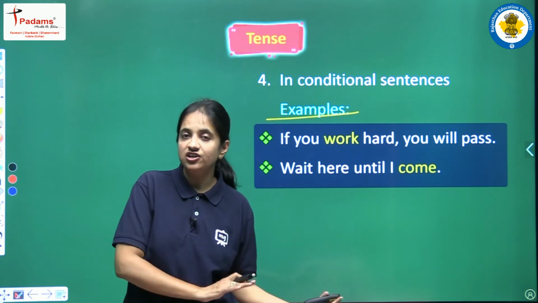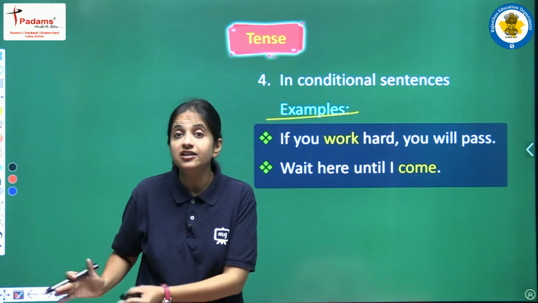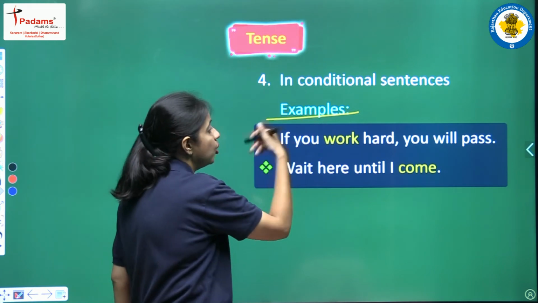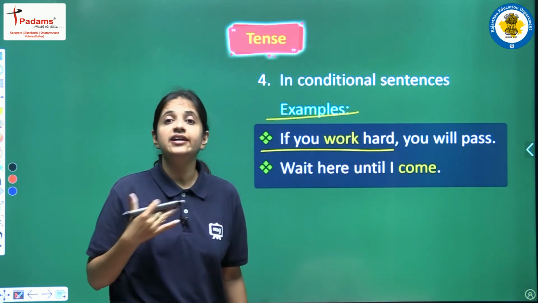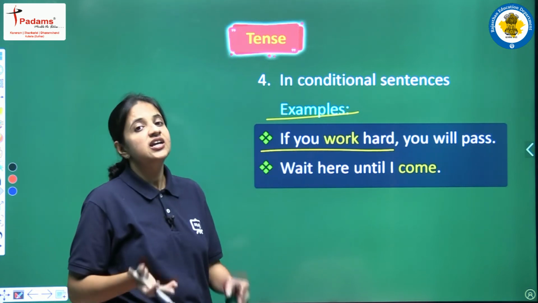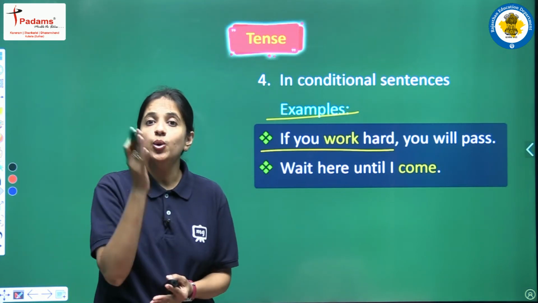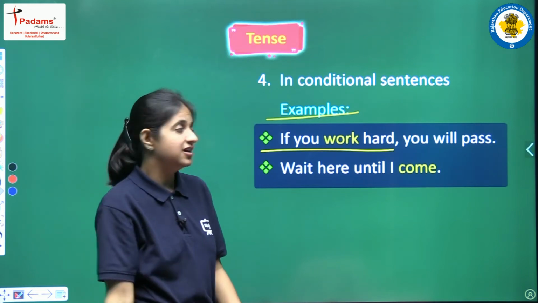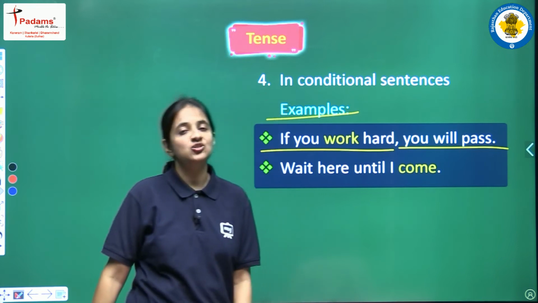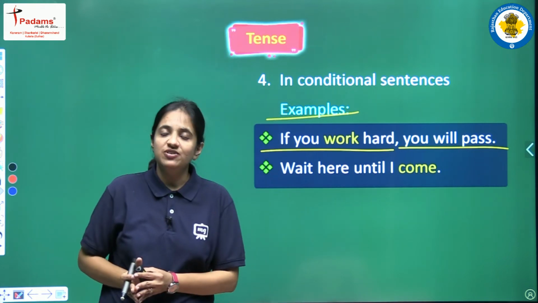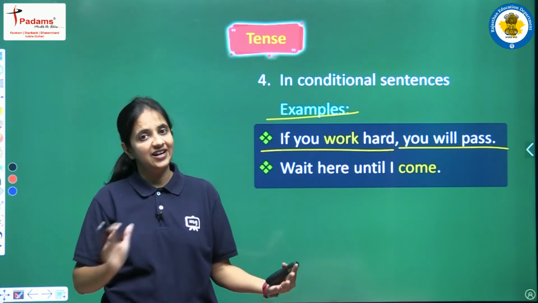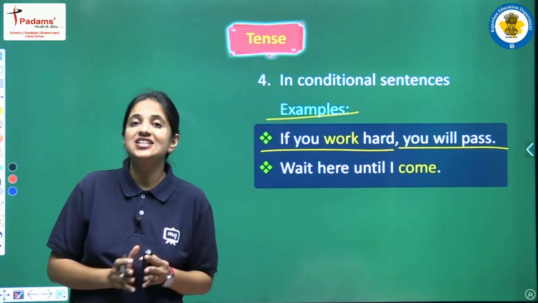One is a condition clause and the second is a result clause. Just look at the example. We have "if you work hard", so this is the condition. This clause is known as the condition clause, and the condition is that if you work hard, so what will be the result? This is the result clause, that is, you will pass. This kind of sentence, in which we have one condition clause and one result clause, is known as a conditional sentence.